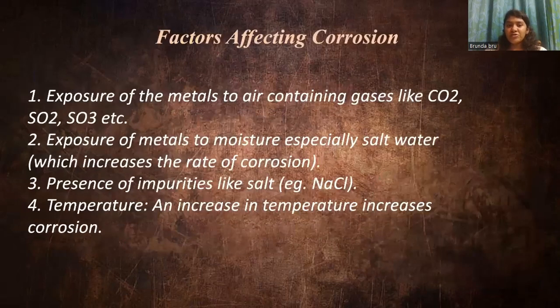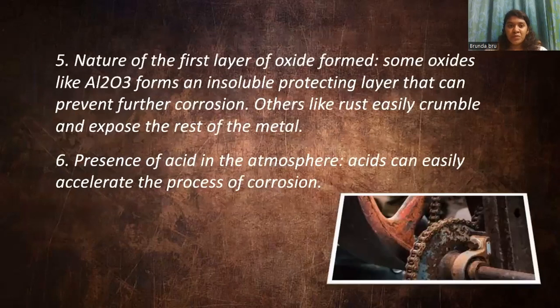Factors affecting corrosion. First one, exposure of the metals to air containing gases like CO2, SO2, SO3, etc. Exposure of metals to moisture, especially salt water, which increases the rate of corrosion. The presence of impurities like salts, for example NaCl. Temperature. An increase in temperature increases corrosion. Nature of the first layer of oxide formed.